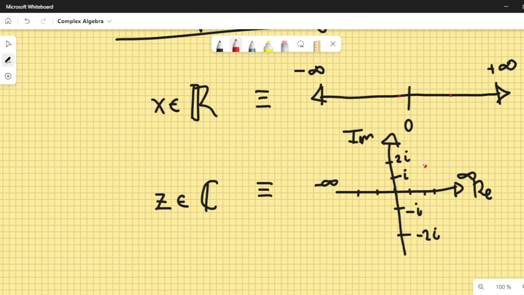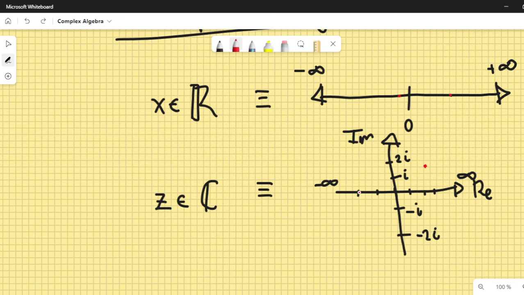And it's very common to use the letter c to denote complex numbers. So if I am telling you that I am taking a variable c in the complex numbers, it's just a number over the complex plane. Okay, here it is.